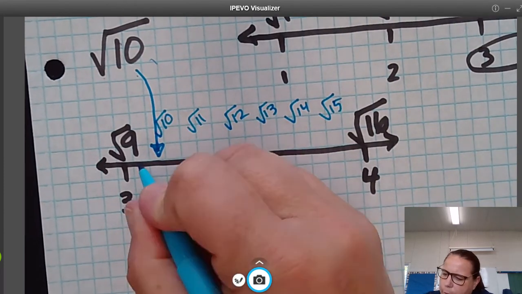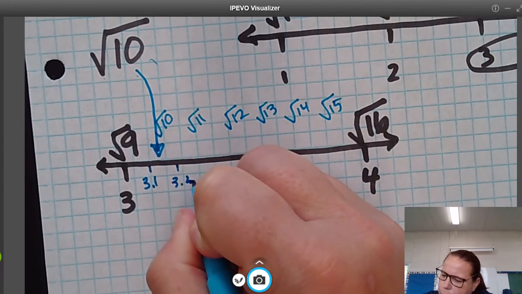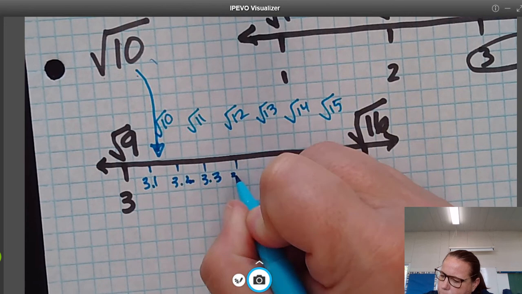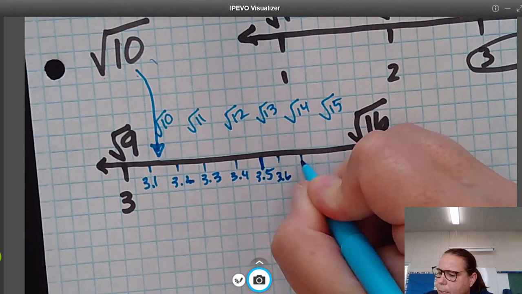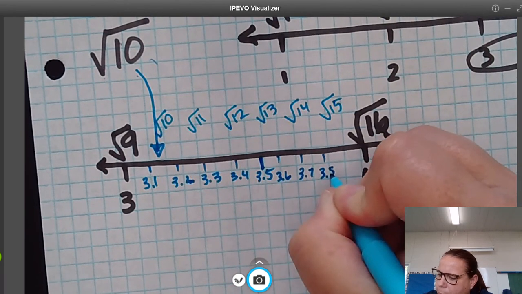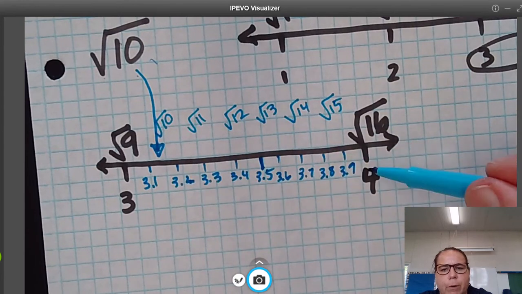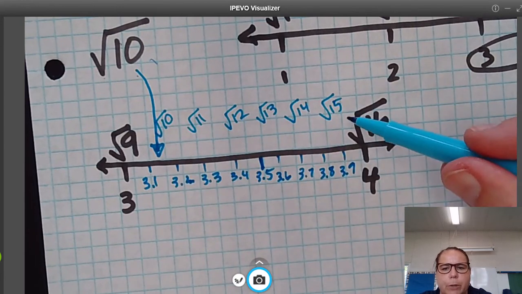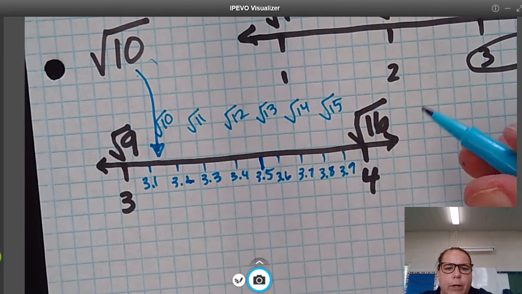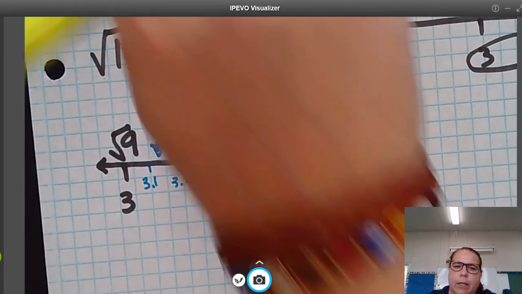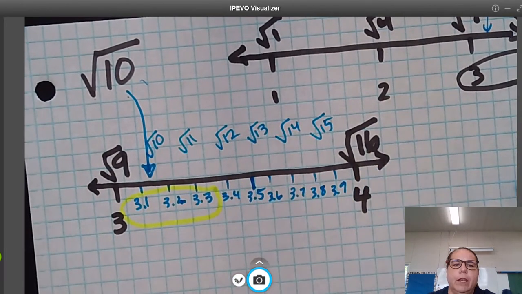So in here, if we think about our decimals, right, we have 3.1, 3.2, 3.3, 3.4, 3.5, which is halfway, right? 3.6, 3.7, 3.8, 3.9. So each one of these, we could square and find out what the decimal square root would come out to, right? But I can see that 10 is down in this part of the number line. It's towards 3.